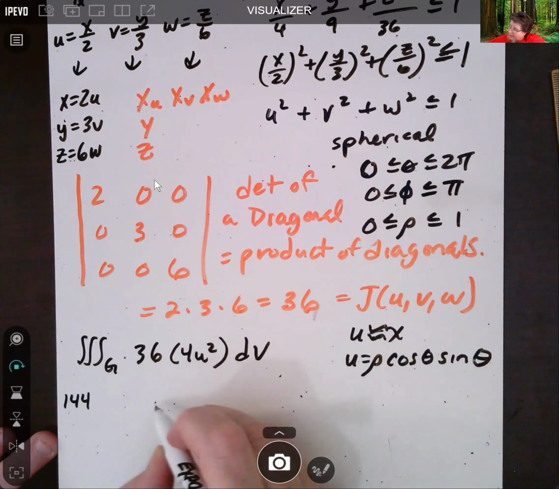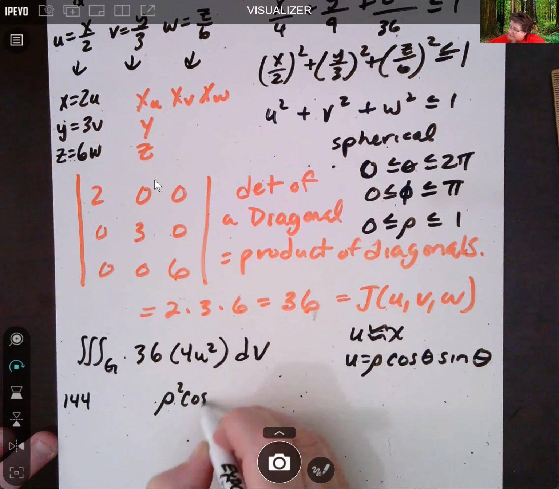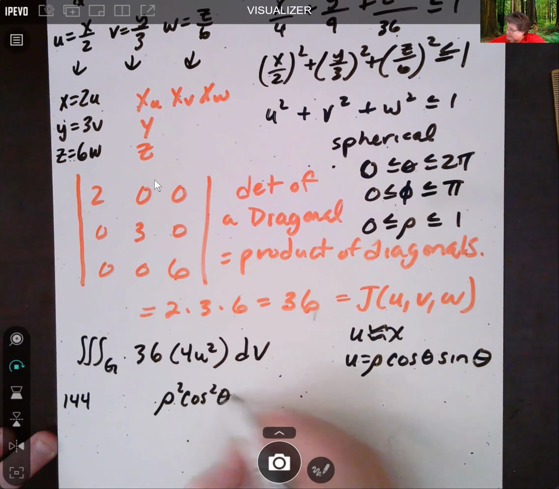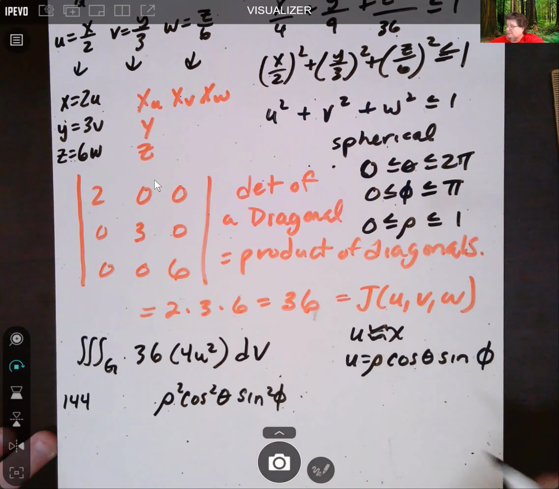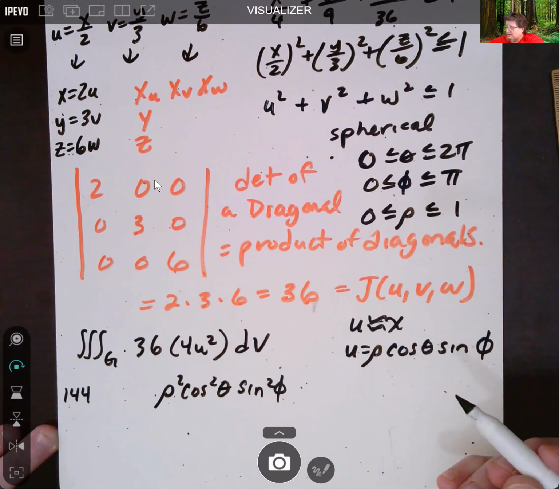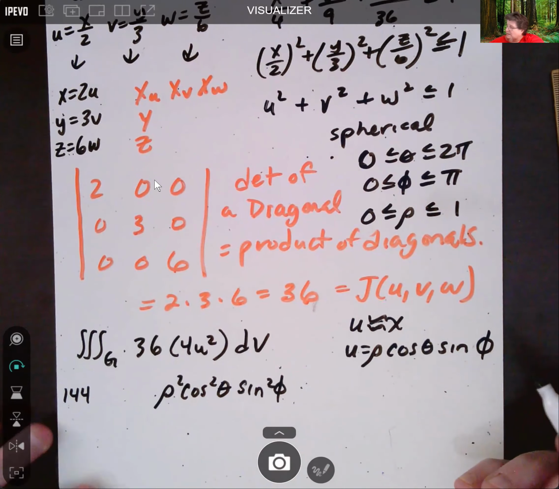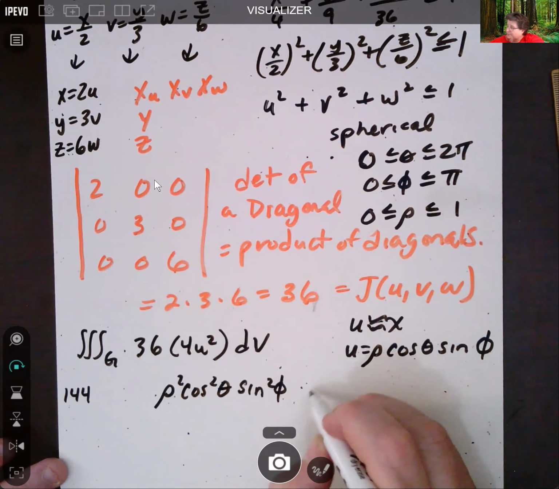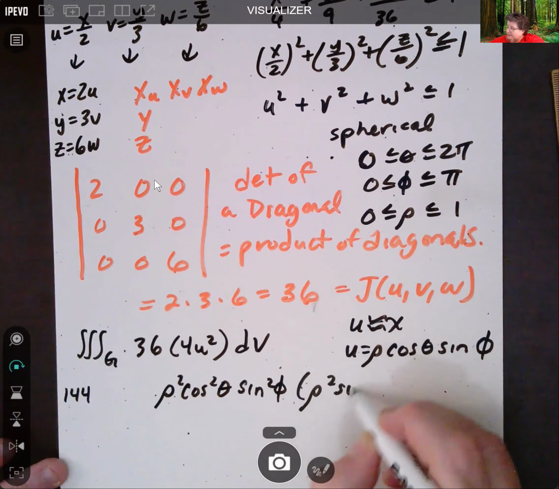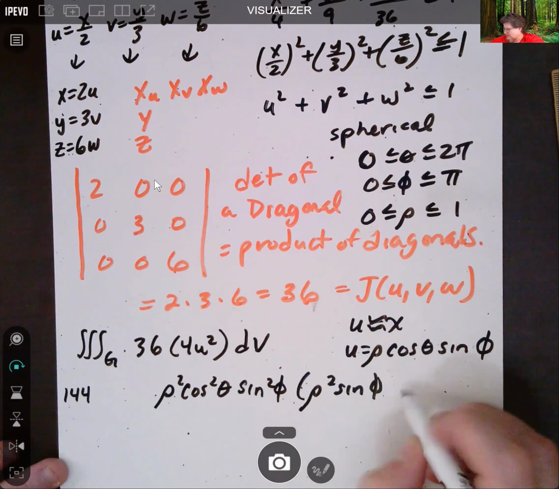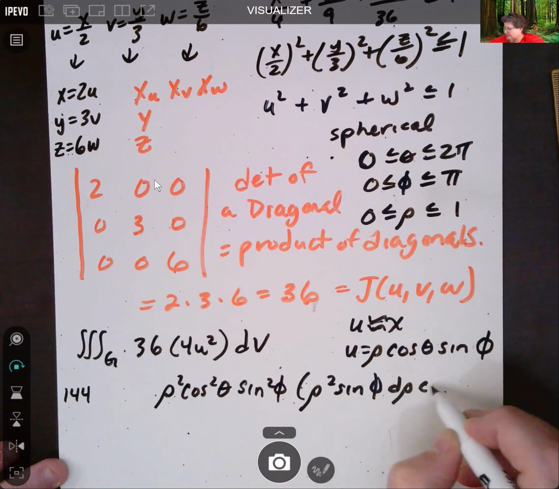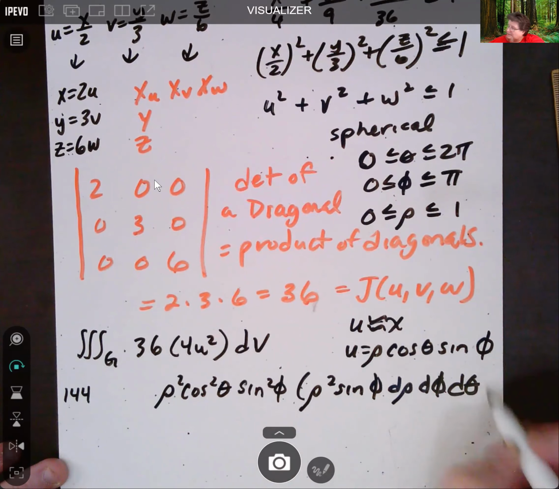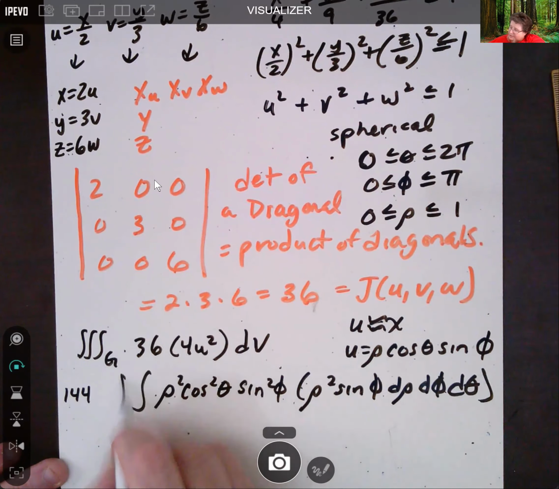u squared is going to be rho squared cosine squared theta sine squared phi. And then we're shifting to dV, so rho squared sine phi d rho d phi d theta. And then we have our intervals in spherical.